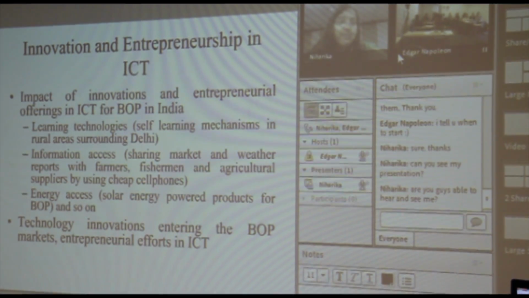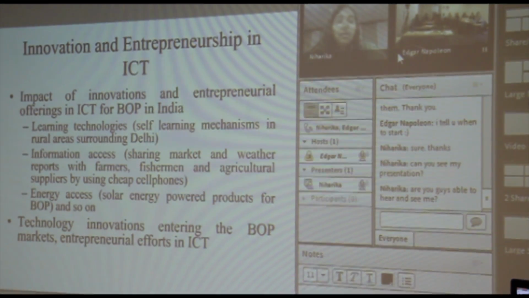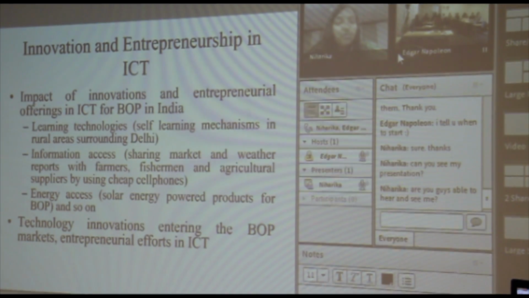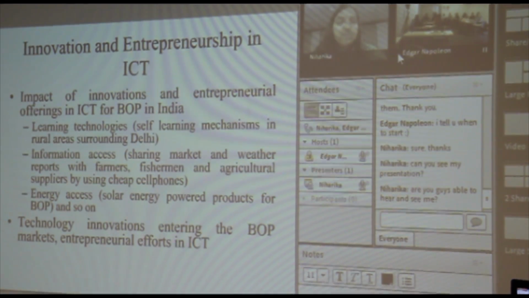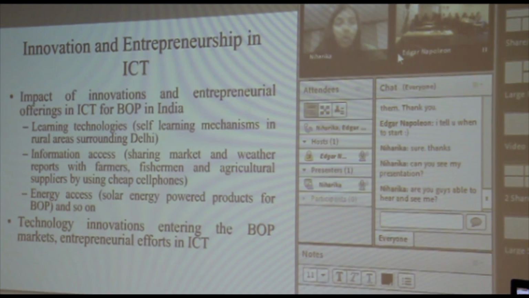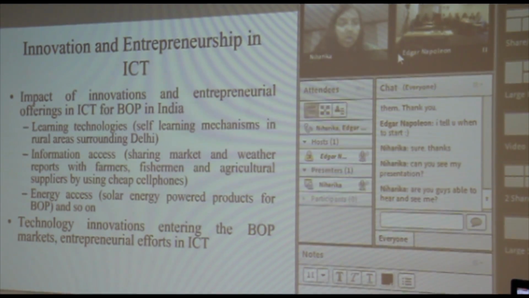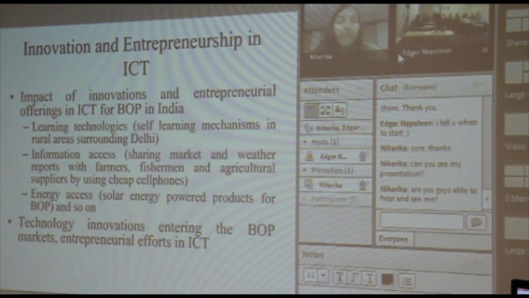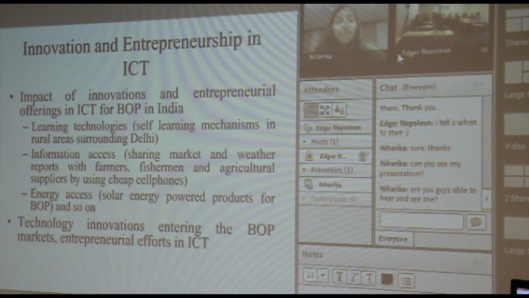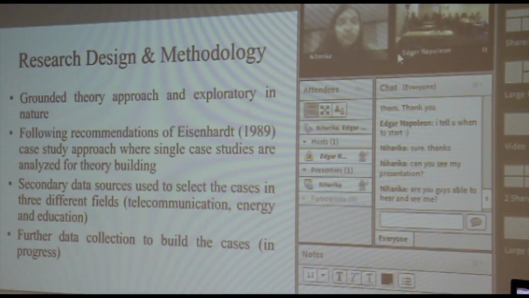Energy access basically means that you are unable to do other things. If you don't have any energy access or electricity, then you are hindered not just in your daily activities, but also in the development of your family overall. So these are the three contexts which I started digging into to understand the impact of innovations and the impact of ICT in BOP.